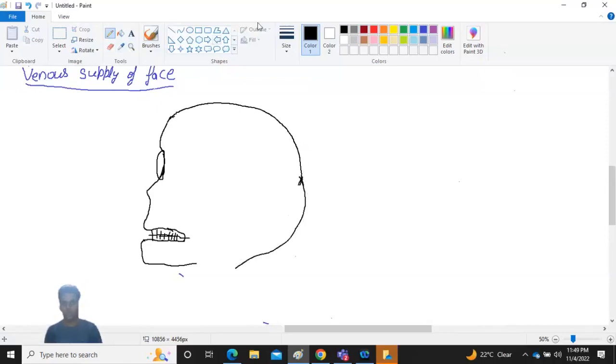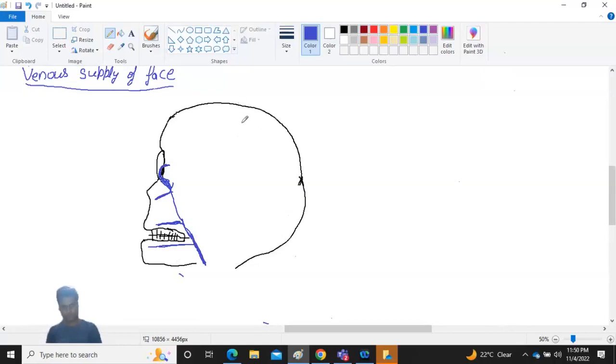This is the whole portion. So here a similar vein comes like this. This is the facial vein. It has similar branches. One branch is the inferior labial, another branch is the superior labial vein, then the lateral nasal vein for the nose. Then a similar vein going inside the eye is called the angular vein. This is the venous pattern.